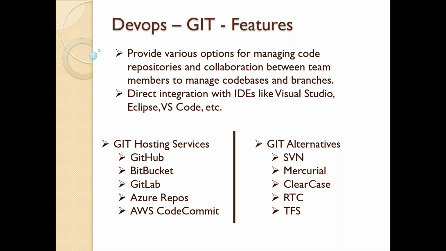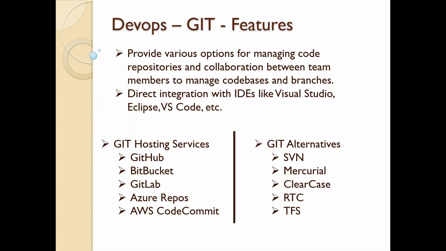Some of the Git hosting services we talked about: GitHub, Bitbucket, GitLab, Azure Repos, or AWS native CodeCommit. They all work on Git underneath. Git alternatives: what is the alternative for Git? SVN, Mercurial, ClearCase, RTC, TFS. These are some of the alternatives to Git.